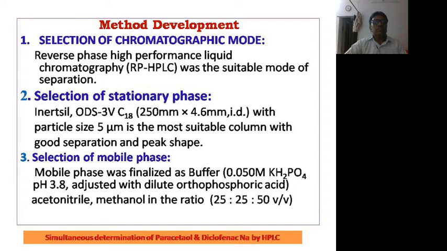Selection of the mobile phase is very important in case of the method development. The mobile phase is a composition of 2 or 3 solvents as well as buffer. So, I have used here a mobile phase which is the composition of buffer, acetonitrile, methanol in the ratio 25:25:50.